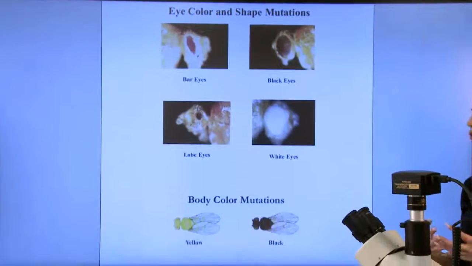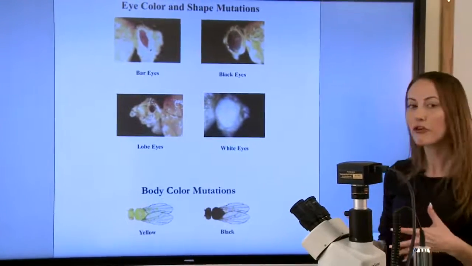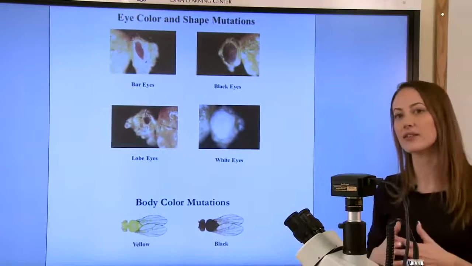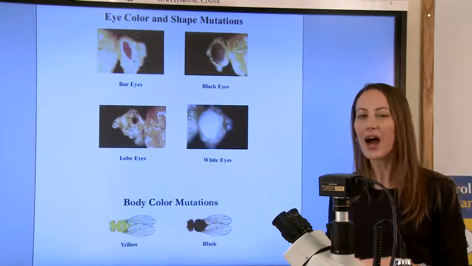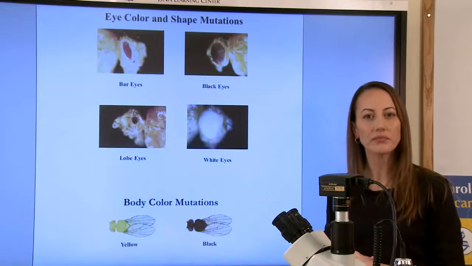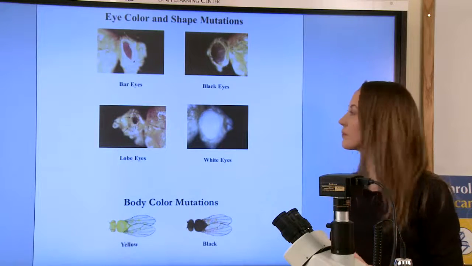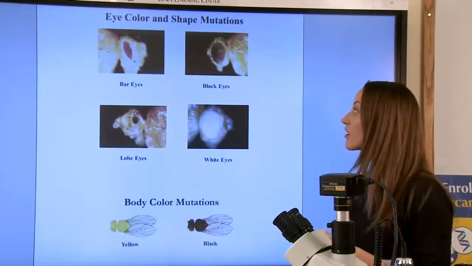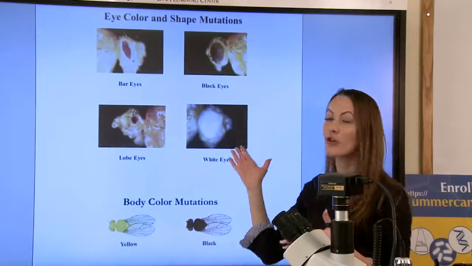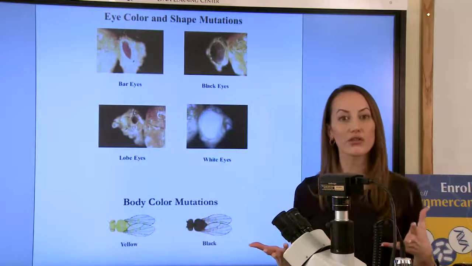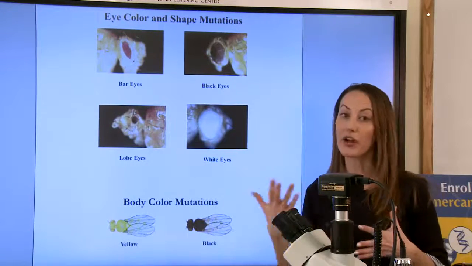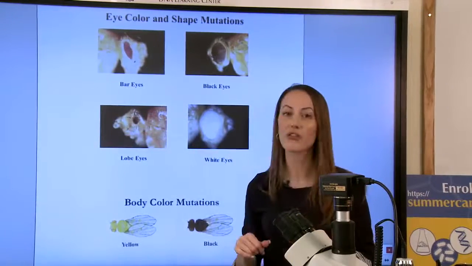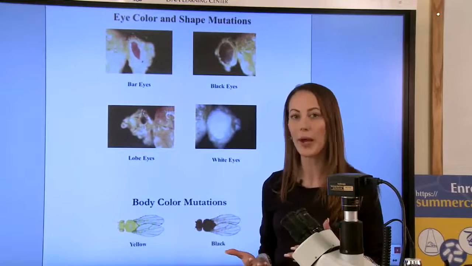Now let's think about this for a moment. If a fruit fly has lobe eyes, we're seeing how tiny that eye is. Do you think that's going to help that fruit fly in the wild? What do you think? It's most likely not going to help it out. The advantage of having large round eyes is so that they can see their surroundings and therefore maybe find food or even get away from danger. So having smaller eyes on a fruit fly probably isn't going to help them out.